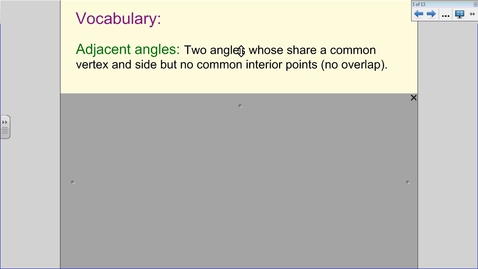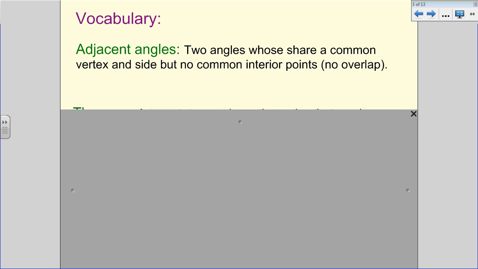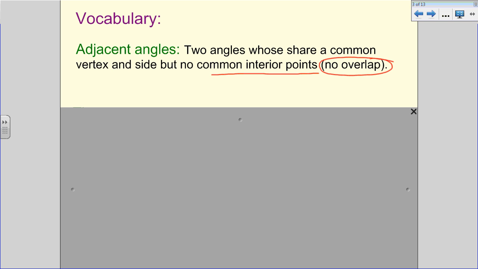Adjacent angles are two angles that share a common vertex and side, but no common interior points. What that common interior points means is that there's no overlap. Vertical angles, adjacent angles, I'm getting ahead of myself in lessons, are a lot of what we've been looking at already this chapter when we have bisected angles, only they don't have to be congruent.